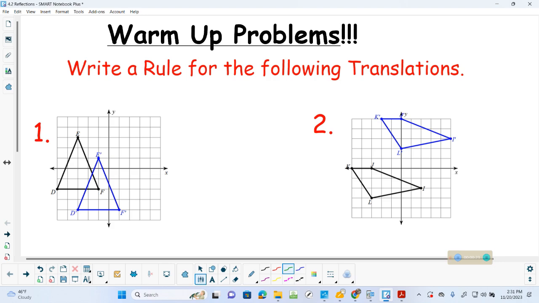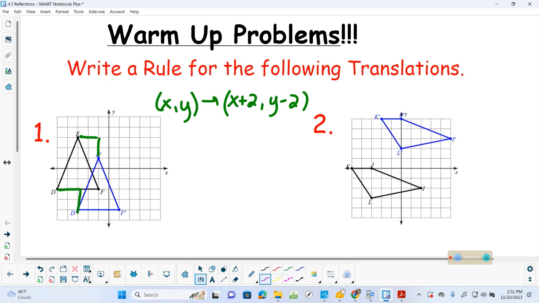I just count. I'm going to go from E to E prime. I have to go over 2, down 2, and specifically over to the right 2. So my rule for this, if we're going to go right 2, do you add or subtract 2 to x? Add, so x plus 2, and then of course we had to go down 2. And that's true for all of the vertices. I just pick one. You could have done D to D prime, right 2, down 2. Same thing.